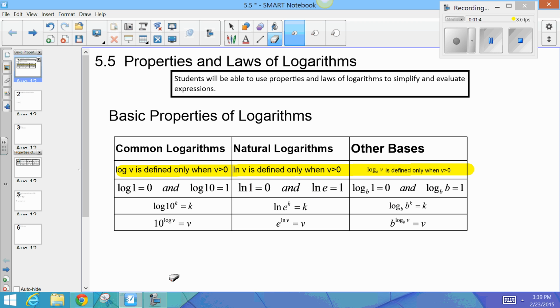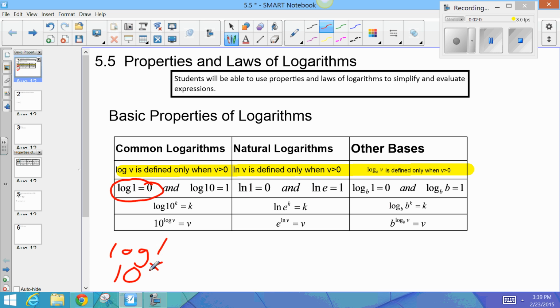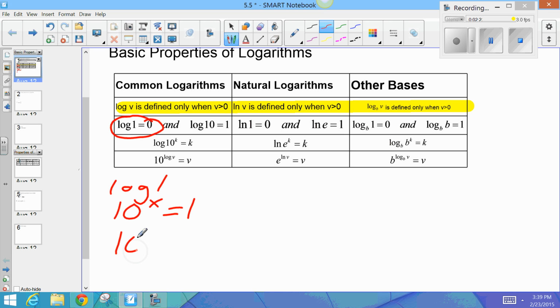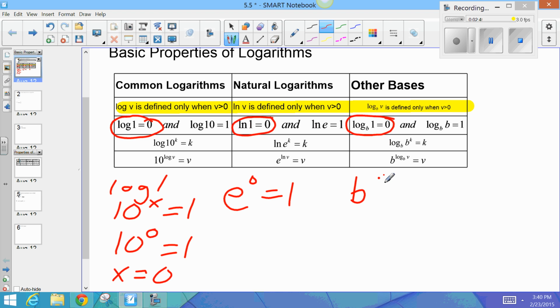Now let's take a look at this right here, log of 1 equals 0, and let's think about why that is true. The log of 1 means that there is 10 to the power of something, and it gives me 1. So I have to think about what number I can raise 10 to that will give me a 1. The answer is that 10 to the power of 0 equals 1, so x equals 0. As a matter of fact, any base raised to the power of 0 always equals 1. So that's why this is true, and why this is true: because e to the power of 0 equals 1, and because b to the power of 0 equals 1.